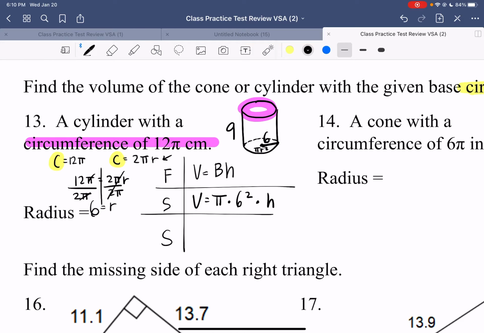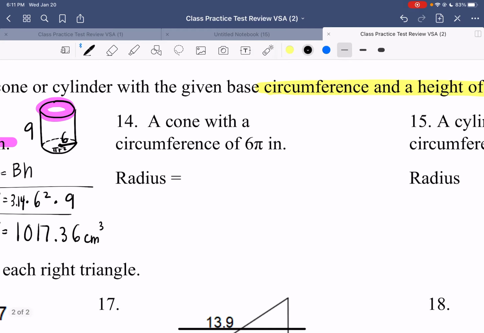Let me go ahead and erase that. They also told us to use 3.14 for pi. So 3.14 times 6 squared times 9. We get our volume is 1,017.36, and that's centimeters cubed.